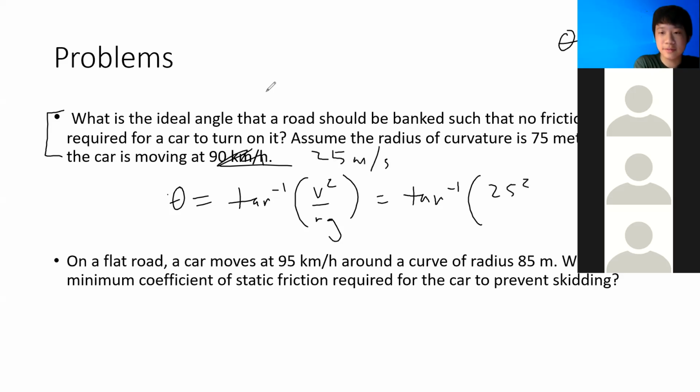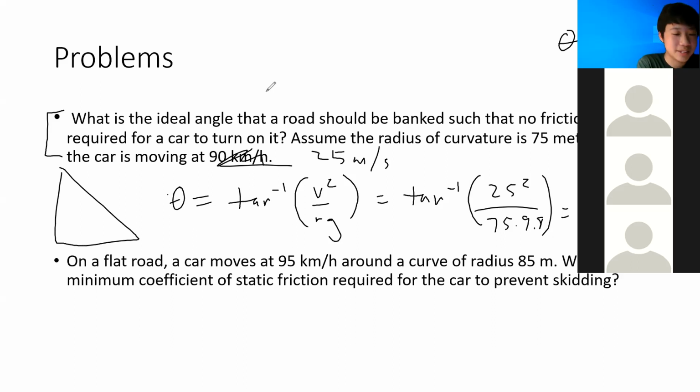It's actually 25 squared over 75 times 9.8. Solving this, 25 squared over 75 over 9.8. Take the inverse tangent of that. It's going to give us 40.38 degrees. And this is already a pretty steep incline, looks something like this. And obviously this is not a realistic situation because in the real world, friction will be able to help out in providing centripetal acceleration.